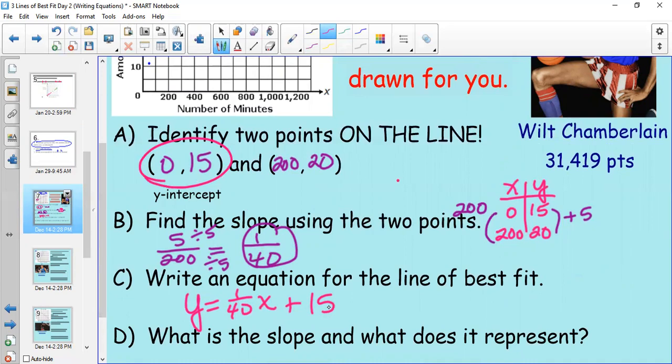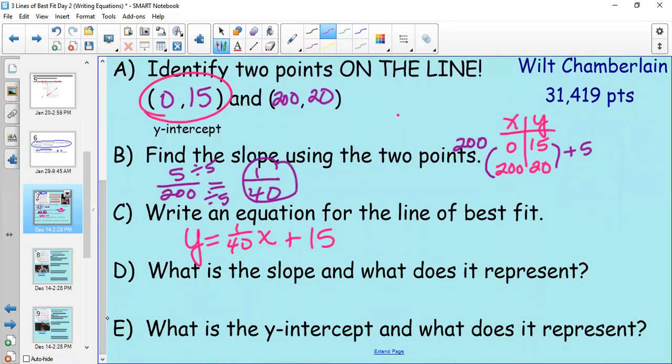You guys have been getting better at explaining what this means in the real world, but we're going to still kind of practice it. So our slope, what is the slope? First off, you have to say what it is. That's our m, so 1 over 40. And what does it represent?